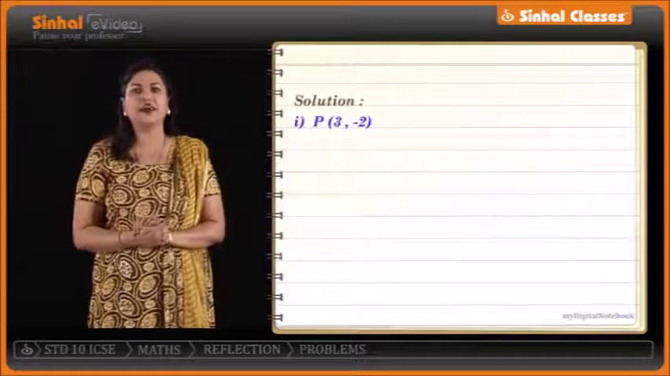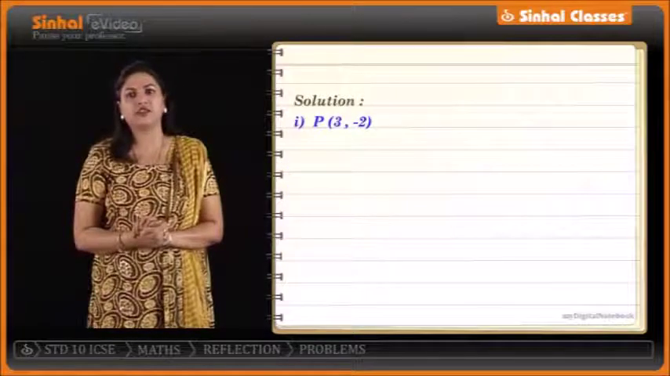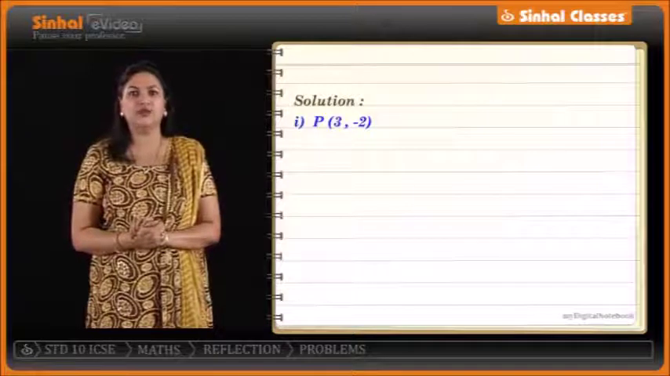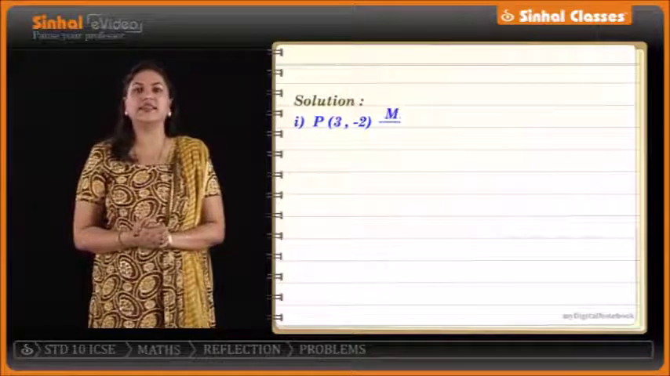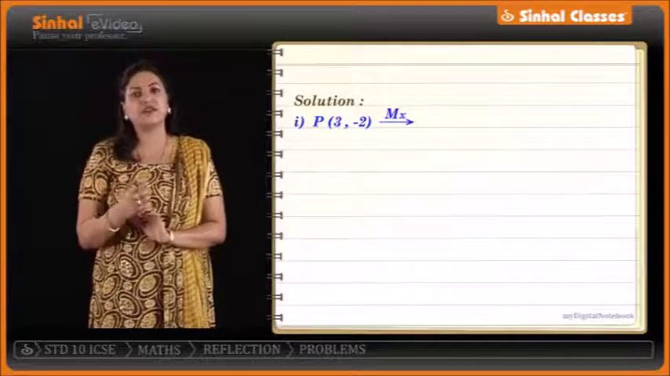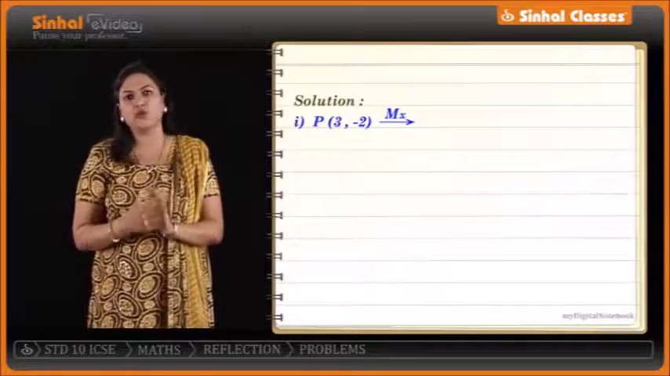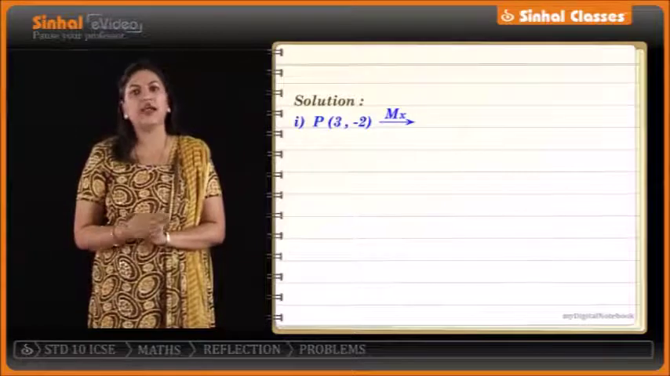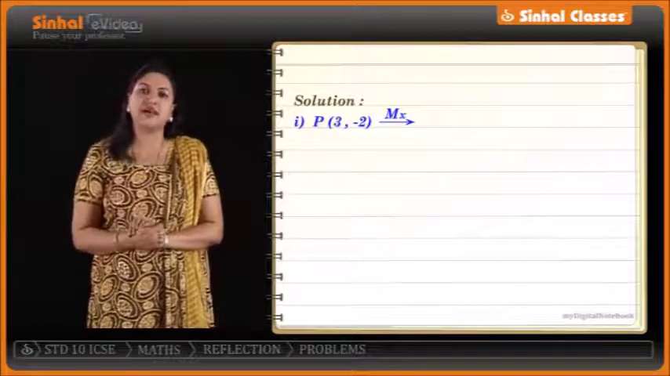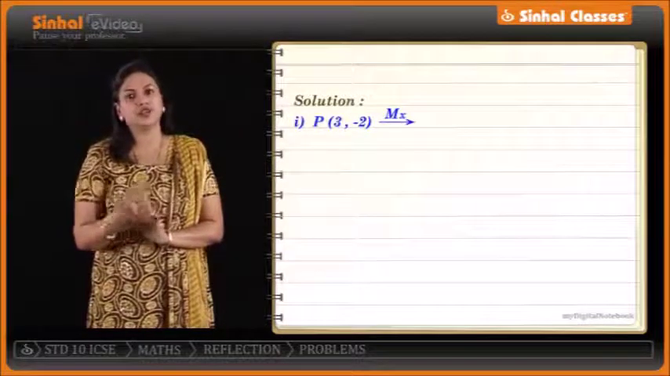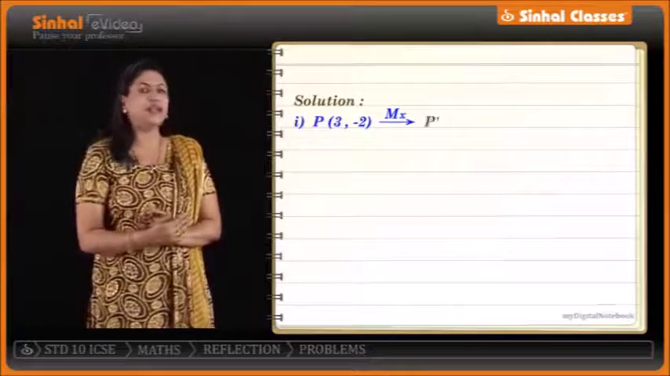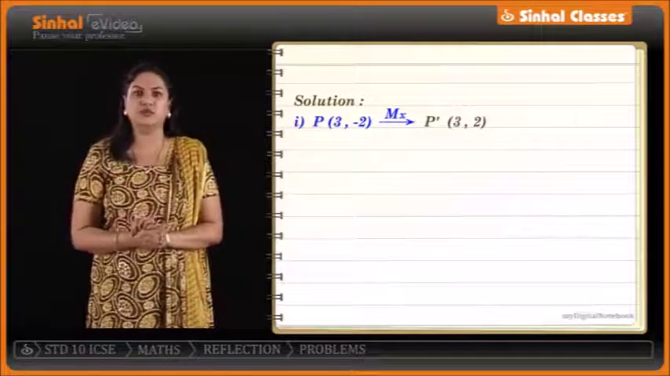Now we are given a point P with coordinates 3, minus 2. Now let's reflect this in the x-axis. When we reflect a point in the x-axis, the x-coordinate remains the same and the y-coordinate sign will change. So this point will become P dash 3, 2.